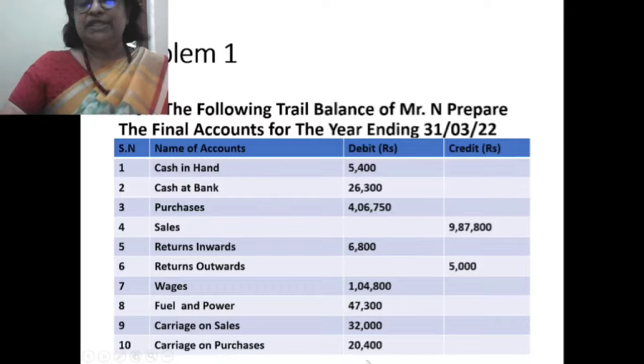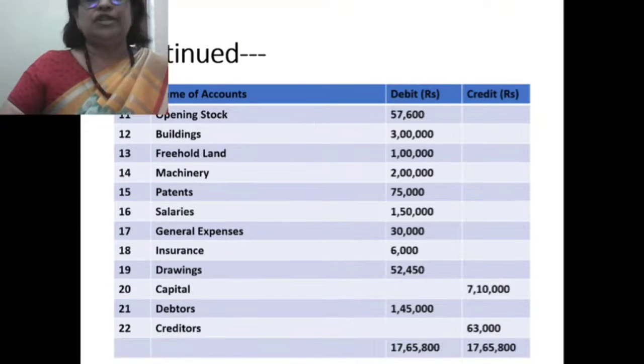Carriage on purchases will be direct expenditure. It will be debited to trading account. Carriage on sales is an indirect expenditure. It will be debited to profit and loss account. Carriage on purchases is 20,400.